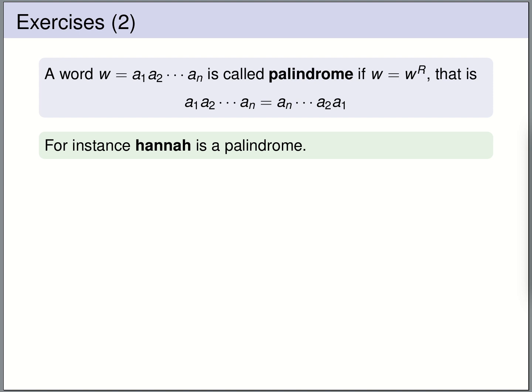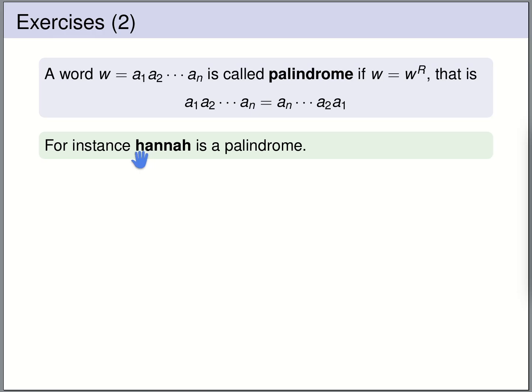A word is called a palindrome if the word is equal to its own reverse. So the word reads the same whether we read it from left to right or from right to left. An example of such a palindrome is the word Hannah. Whether we read it from left to right, it's exactly the same as if we read it from right to left.